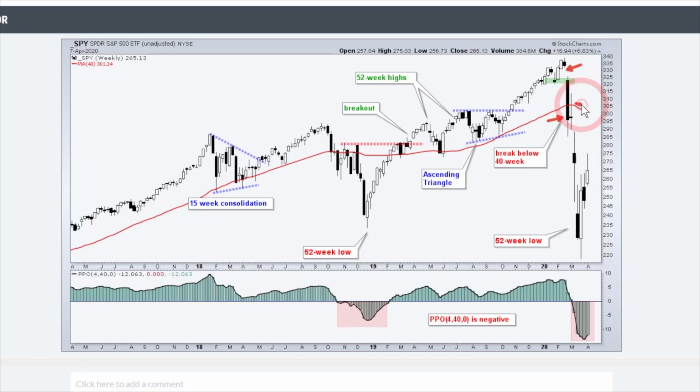And then you can see the 40-week is now trending lower. It's moving down. So you have a falling 40-week moving average. And then you can see 5 weeks ago, the 4-week moving average crossed below the 40-week moving average. And that is illustrated with the PPO 4-40. You can see that happened in October, and we stayed negative until we got a cross in early February.